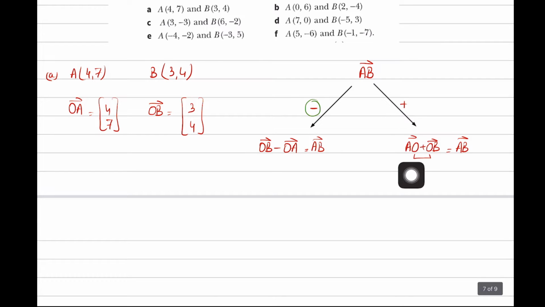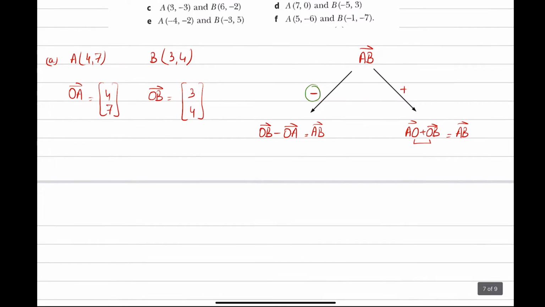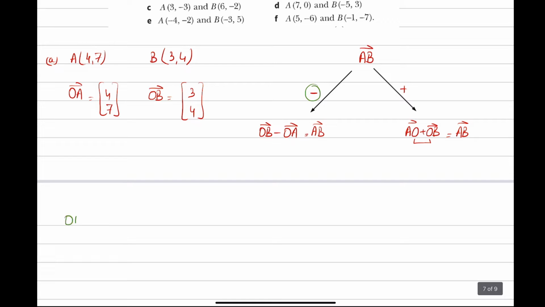Because if you do addition, you'll have to change OA to AO. And how will you do that? How will you change OA and convert it to AO? Question for you guys. Yep, you'll have to multiply it by minus. So that's just inviting trouble. Who knows, we might end up making a sign error or something. So don't do that. Let's go with subtraction. OB minus OA.